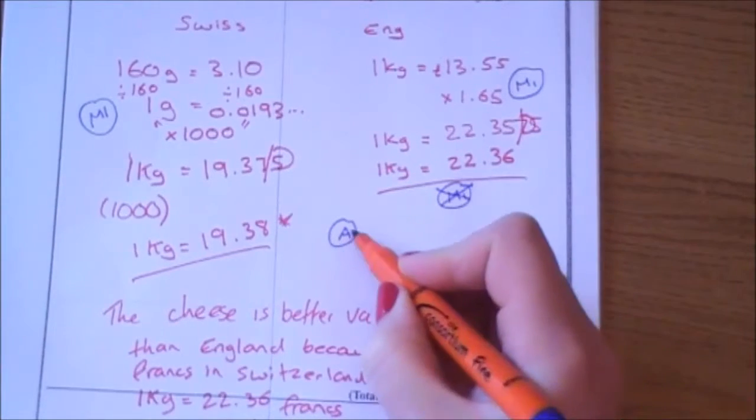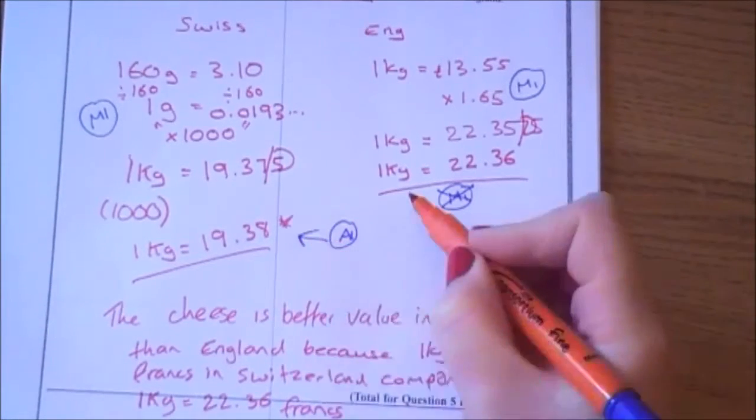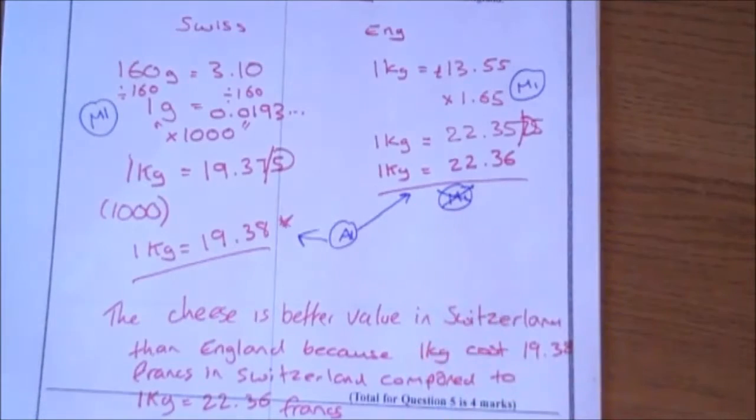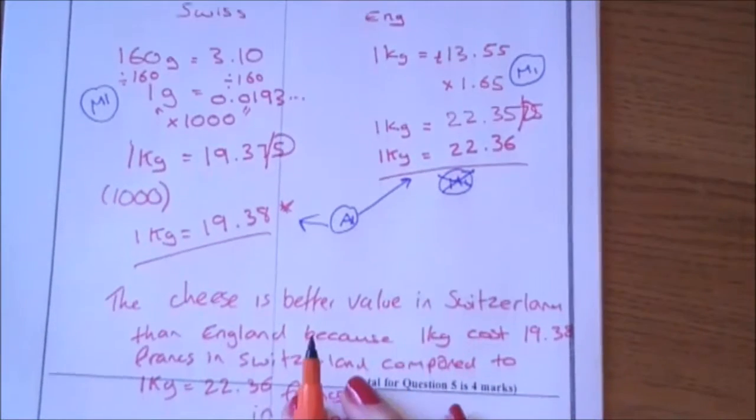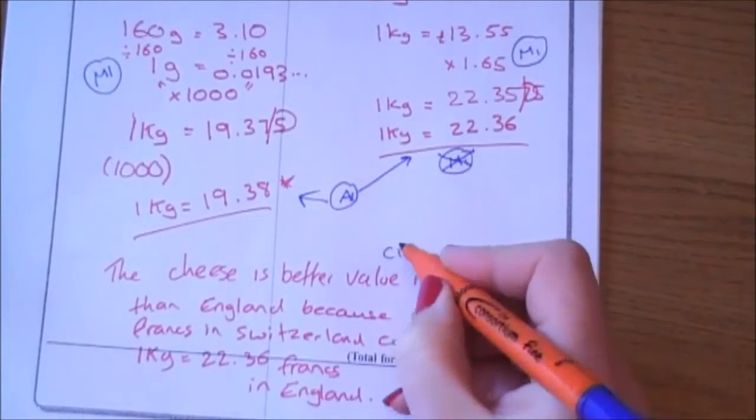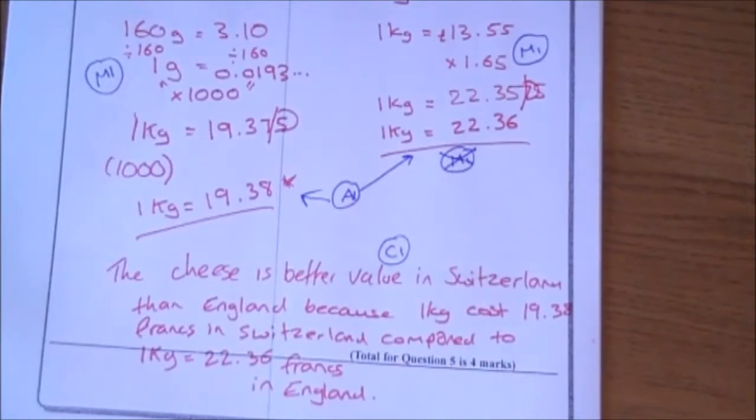Sorry. You get an answer mark for having the correct answers of the conversion, and you get the final communication mark at the end for making the statement based on what your answers show. So there's your 4 marks.